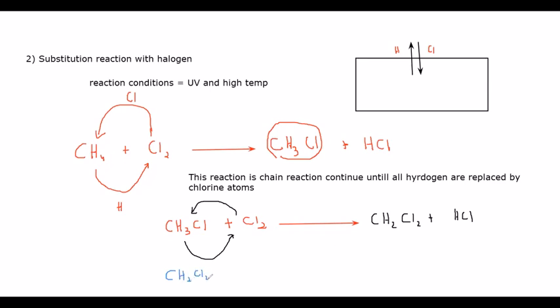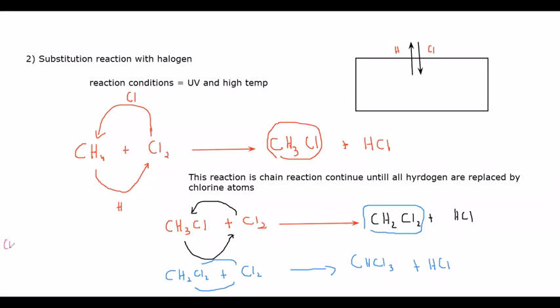The product here, CH2Cl2, reacted with another chlorine molecule. So what will be the product? One of the hydrogen is removed and one chlorine entered: CHCl3 plus HCl. And at the last, one more reaction. I don't have space, so I'm writing on the left hand side. So one more reaction will occur.